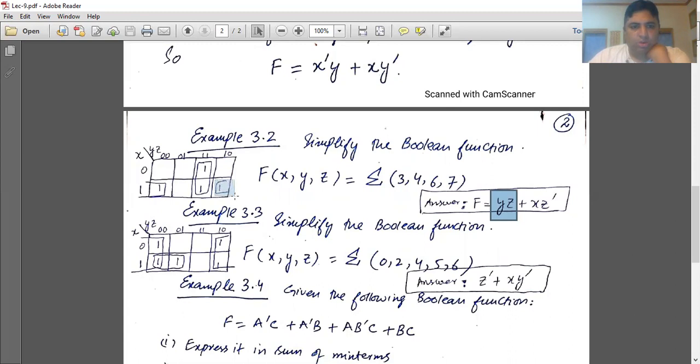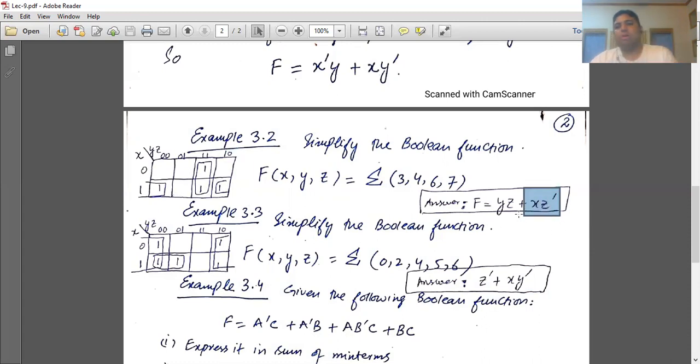Now taking these two other adjacent ones, again you will see which variable is changing. Between this square and this square, y is 0 and z is 0 here, and y is 1, z is 0 here. So y is changing from 0 to 1, but the function remains 1. So this function does not depend on y here. The other two variables are written: x is equal to 1 and z is equal to 0. X is 1, z is 0 means x z bar.